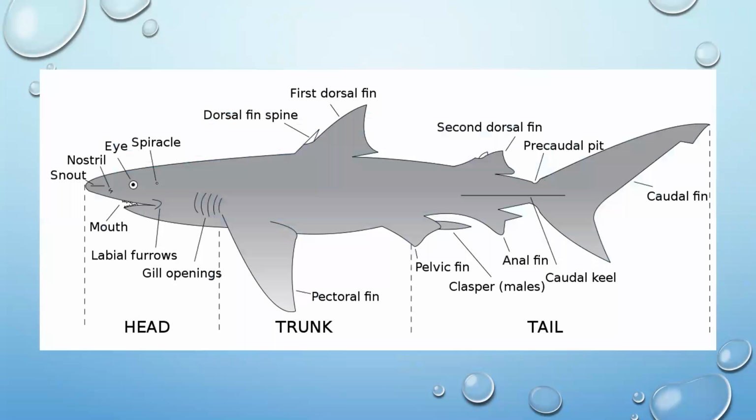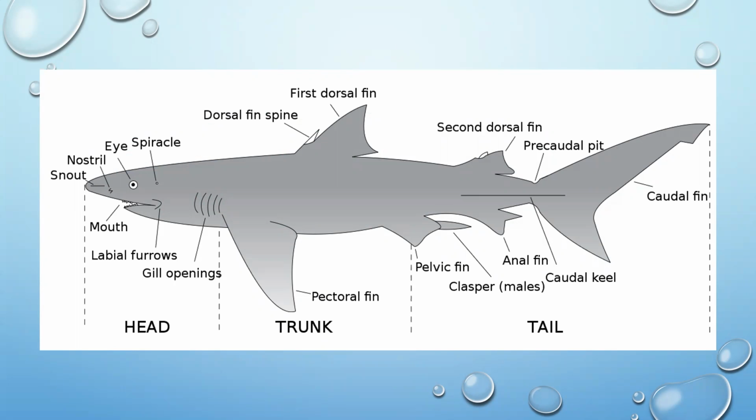So sharks have a bunch of really interesting anatomy. And remember, anatomy is like the shape and form and function of parts of our bodies. So they have really interesting bodies, and we can loosely divide them into 3 parts: the head, the trunk, and then the tail area.